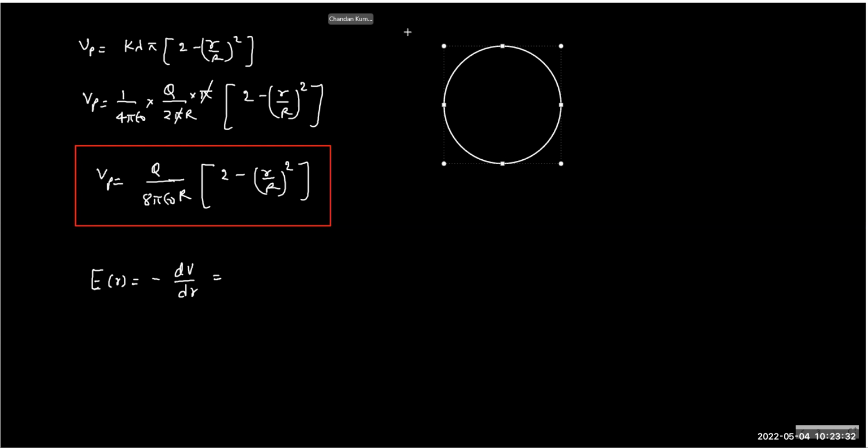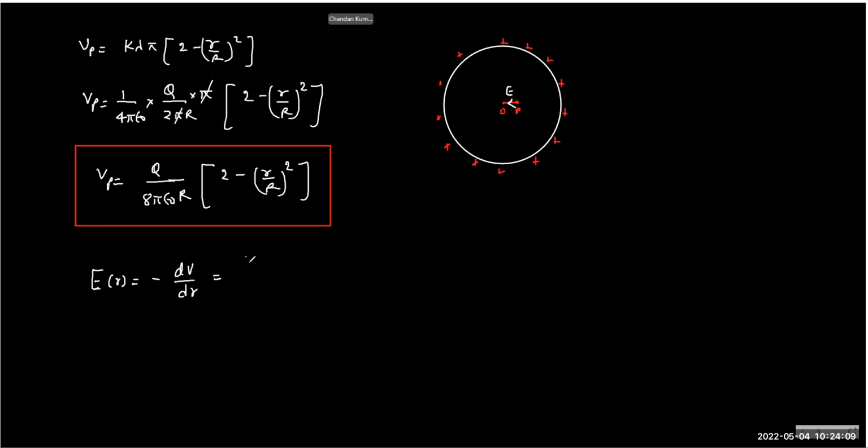So definitely, if the ring is uniform, the center will have 0 electric field. But if you slightly try to go this way, at the point P, the net field will be towards left because of the symmetry. It will always be towards the center. So you will get some value of field, and this we can derive from here easily.